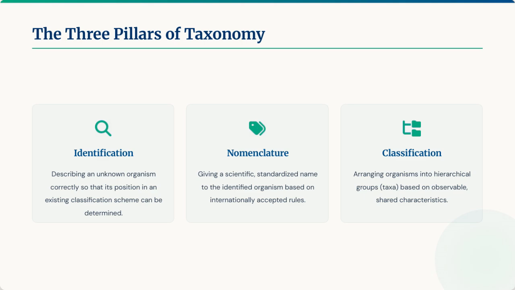Lastly, classification involves organizing organisms into hierarchical groups, or taxa, based on their shared and observable characteristics. This structured grouping helps us understand relationships between different organisms and the diversity of life. Together, these three processes form the backbone of taxonomy.